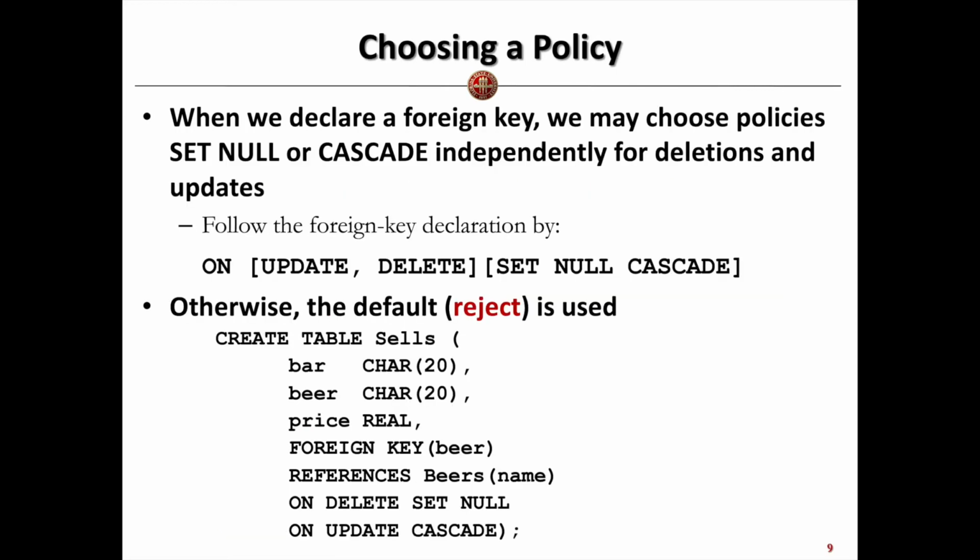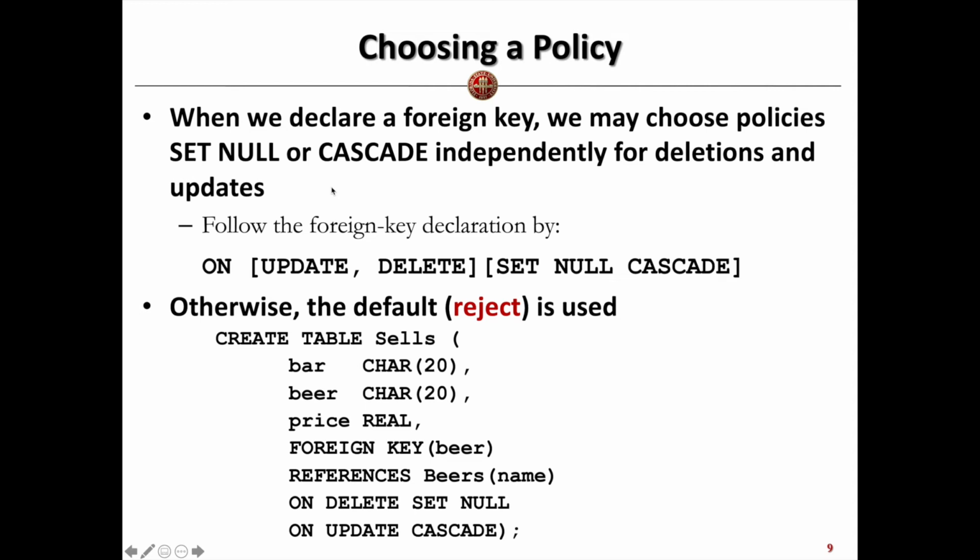Normally when we design the tables, we need to choose a strategy or policy to handle these actions in responding to changes about foreign keys. When we declare a foreign key, we may choose policies, set null or cascade, independently for deletion and updates. We have two different cases, either deletion or updating, right? SQL allows us to choose different policies in responding to deletion and updating separately.